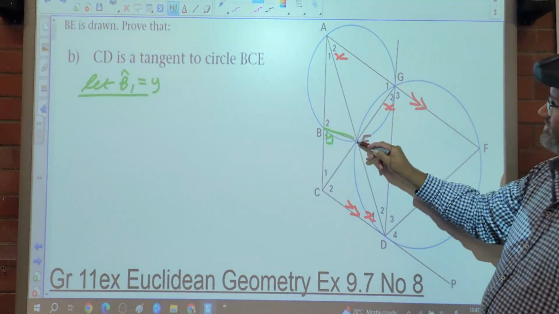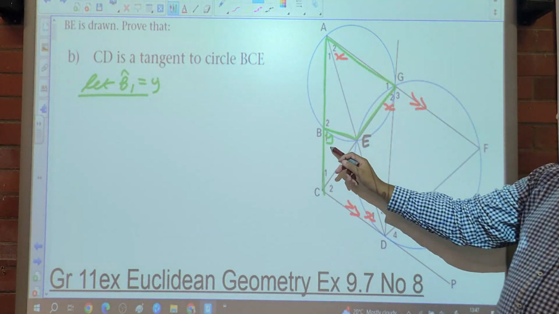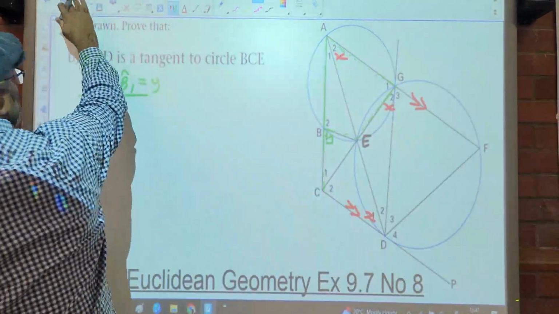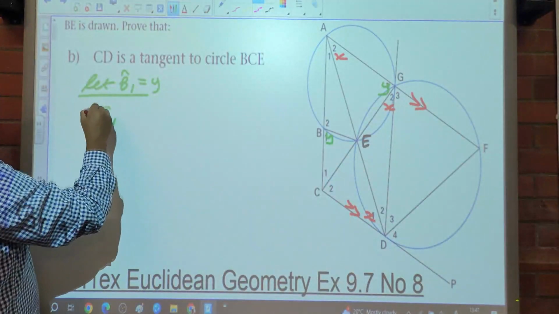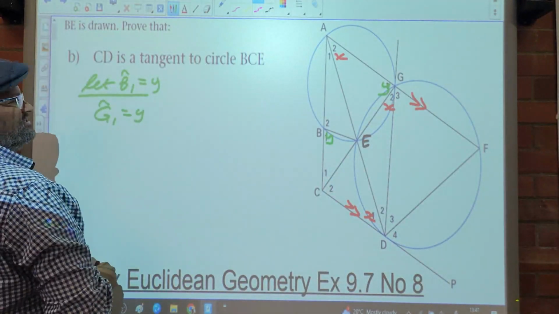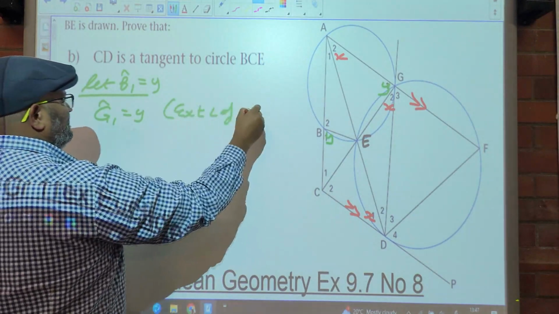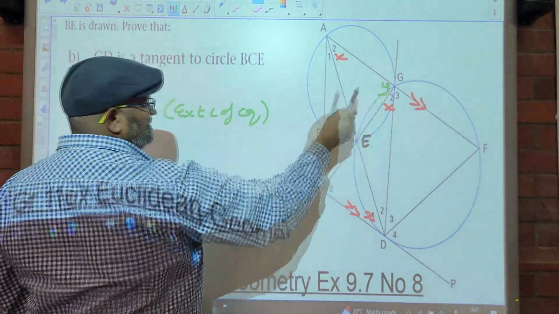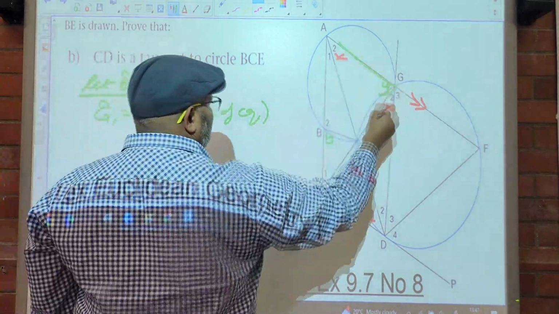Remember, what is this? Cyclic one. So the exterior angle is equal to the interior opposite. Can you see that? So G1 is Y. Reason? Exterior angle of cyclic quad. So if this is equal to Y, which other angle is equal to Y? C2 is Y. Alternate angles.